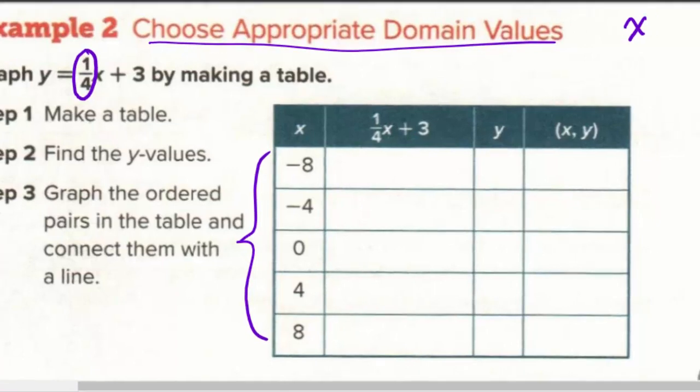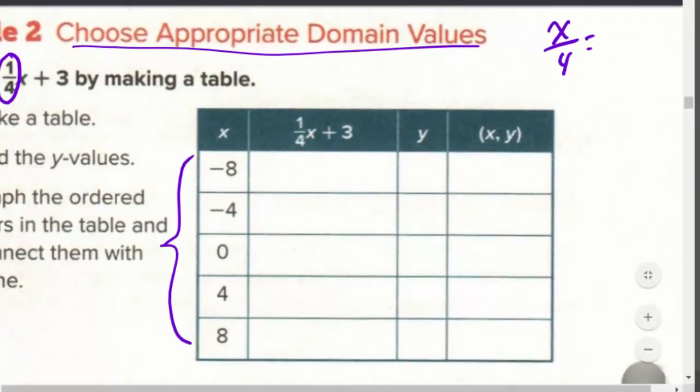Even if I had it written as x over 4, that is still equivalent to 1 over 4 times x over 1, which is 1/4 times x. So even if it's written this way, I'm still multiplying by 1/4, or my coefficient is 1/4, which means I'll eventually be dividing by 4.